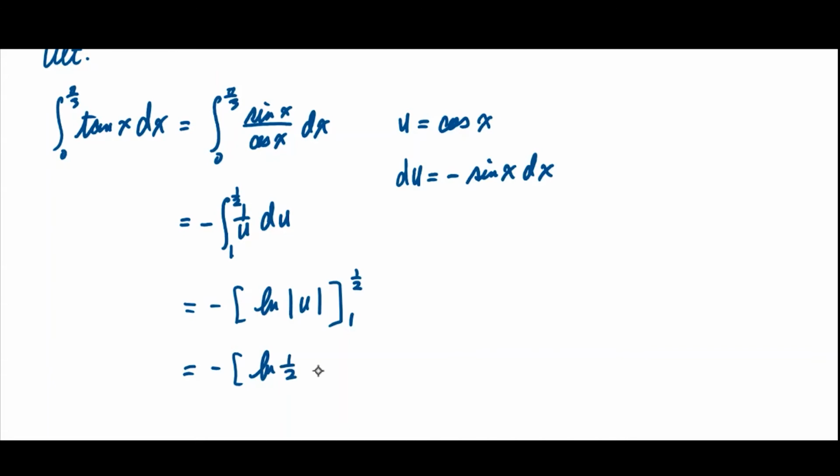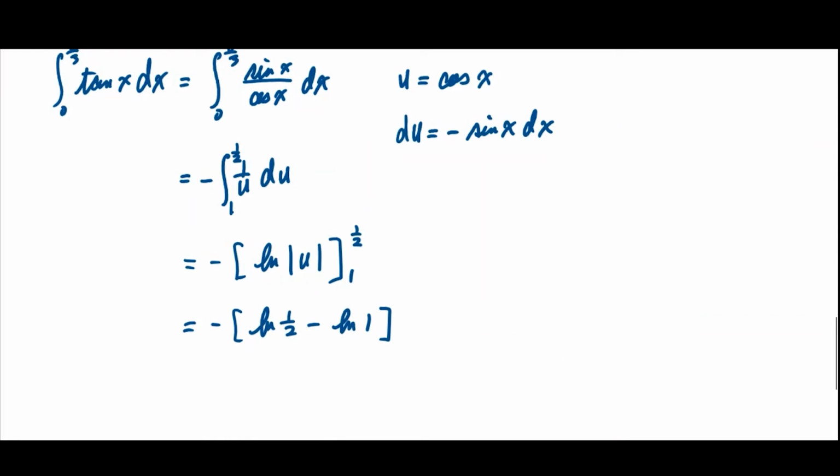One half here minus ln, you substitute 1, and this line looks exactly the same as before now, doesn't it? So we end up with ln 2. You get it? And we'll go back to x. Gives you the same answer.